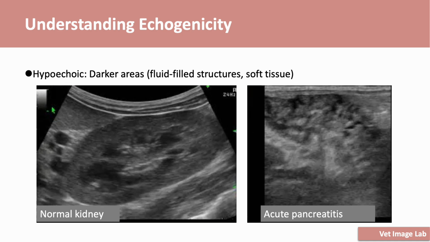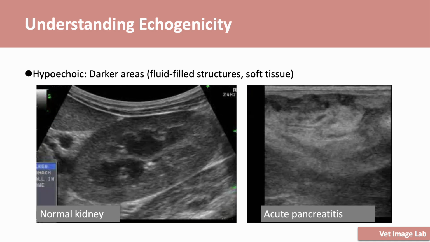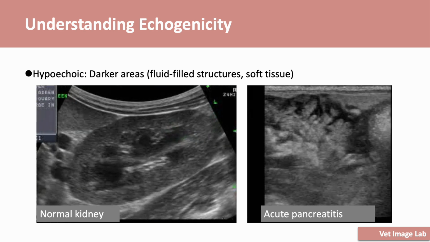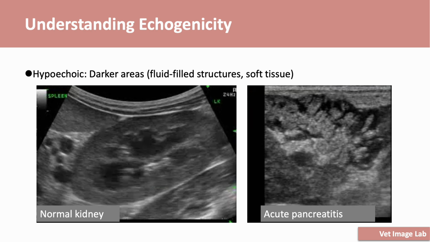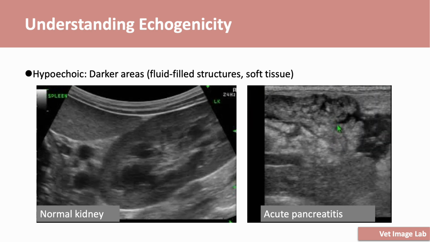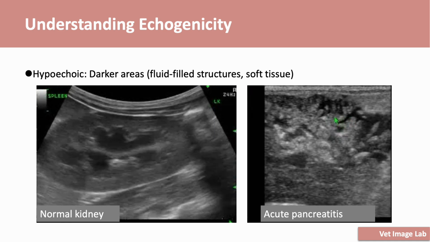Now, let's focus on hypoechoic structures. These appear darker on ultrasound because they reflect fewer sound waves. On the left, we have a normal kidney. Notice the cortex appears slightly brighter, while the medulla is more hypoechoic than the cortex, meaning it appears darker.